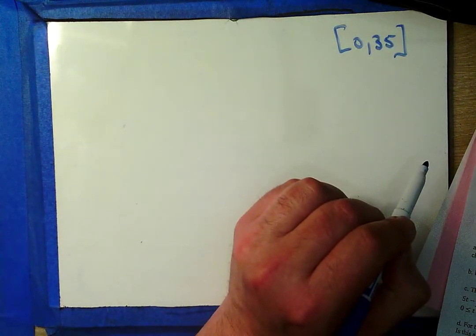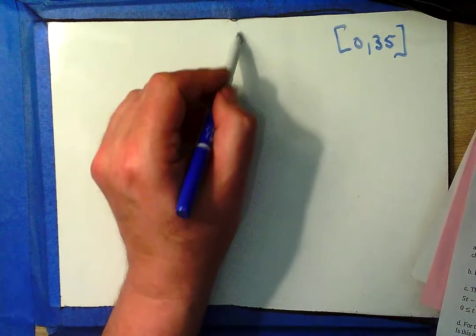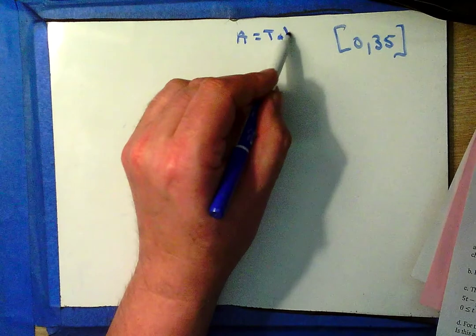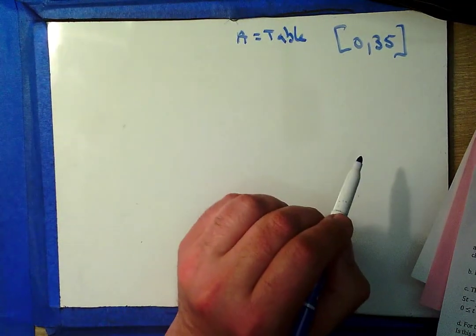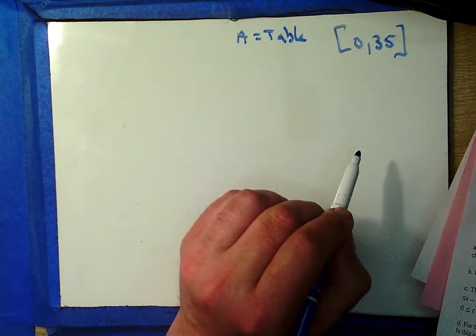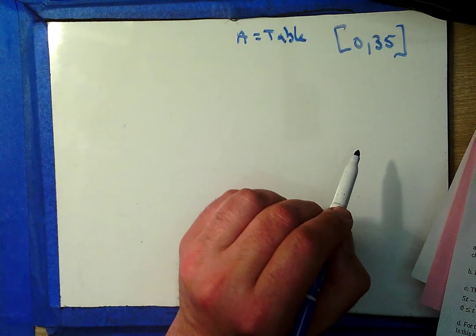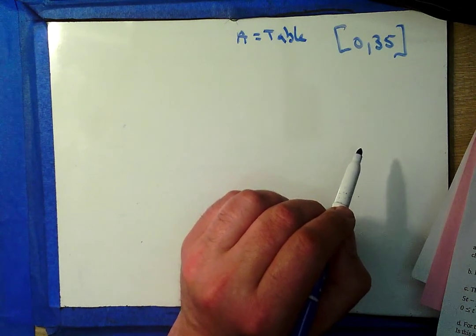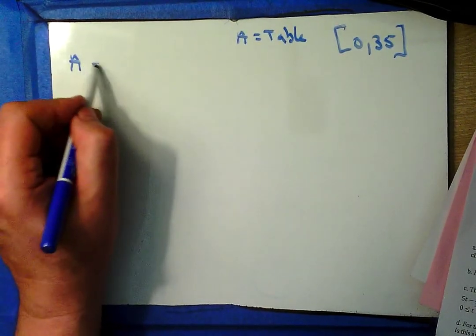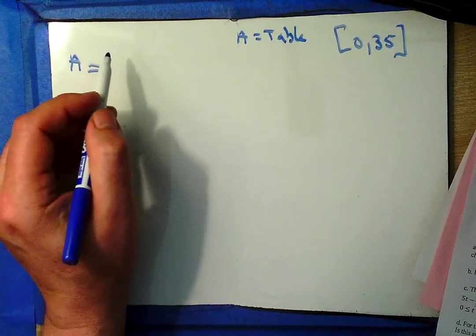Values of A at selected times are given. Okay, so A is in the table. And then part A: use the data in the table to estimate the rate at which the number of gallons of olive oil in the tank is changing at time equal to 10.